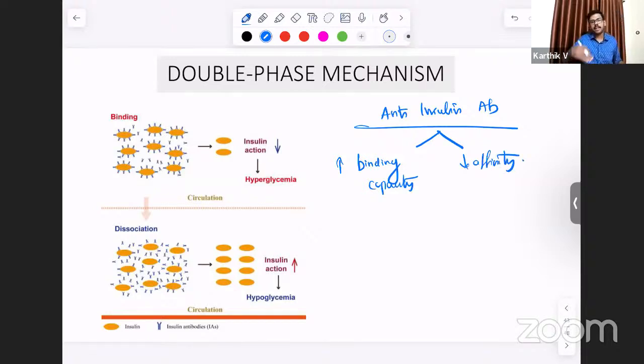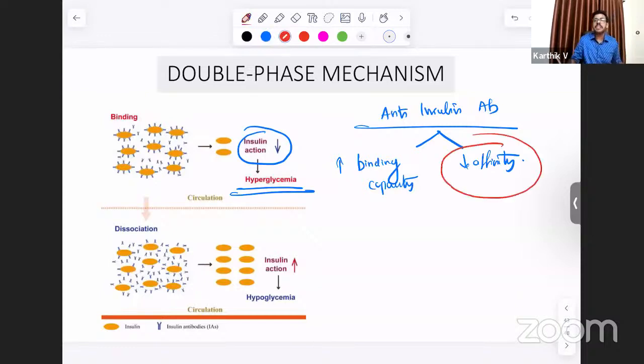So what happens is that when the patient takes a meal, there is a surge in insulin production or insulin release, and all these antibodies will go and bind to the insulin. So that insulin is not able to act on the receptor. So what happened? There is reduced insulin action and hyperglycemia. Okay, so there is hyperglycemia initially. But what happens? This antibody has a low affinity for insulin. So it cannot hold on to the insulin for a long period of time.